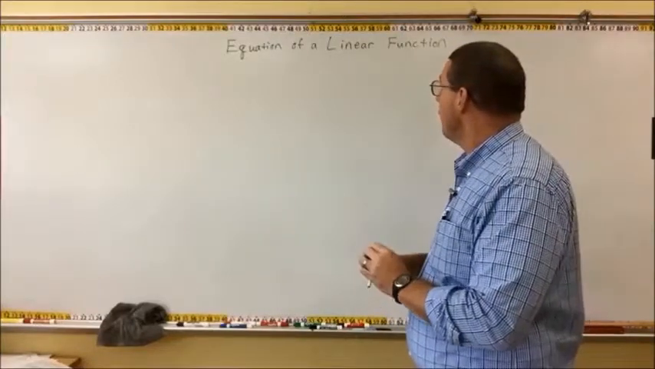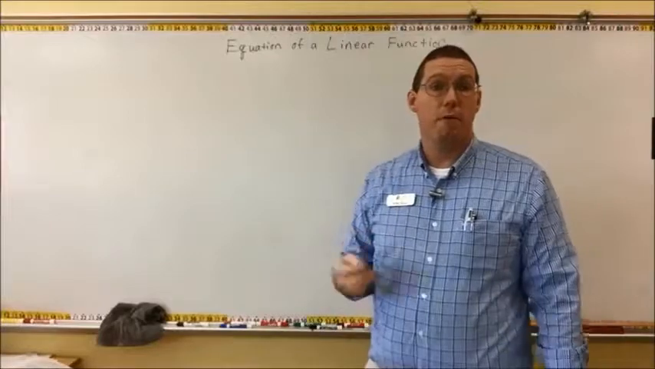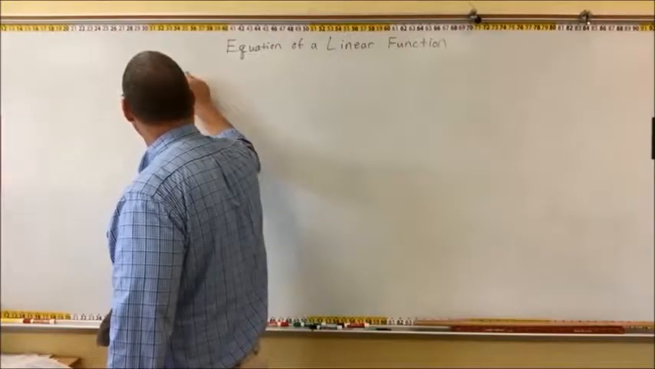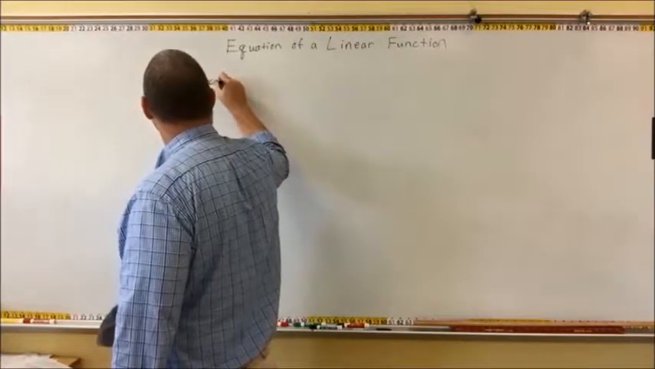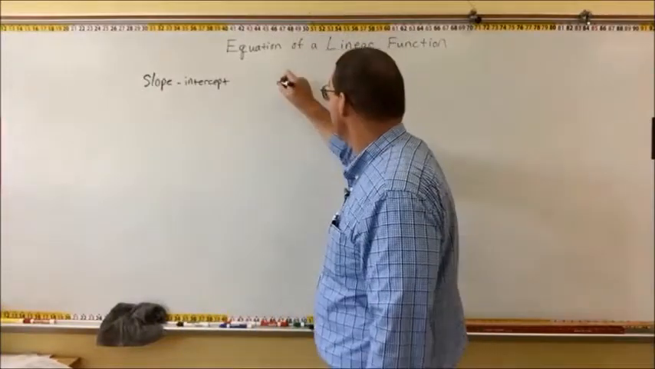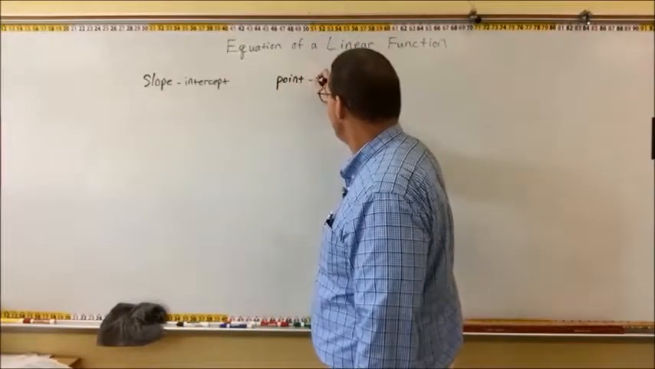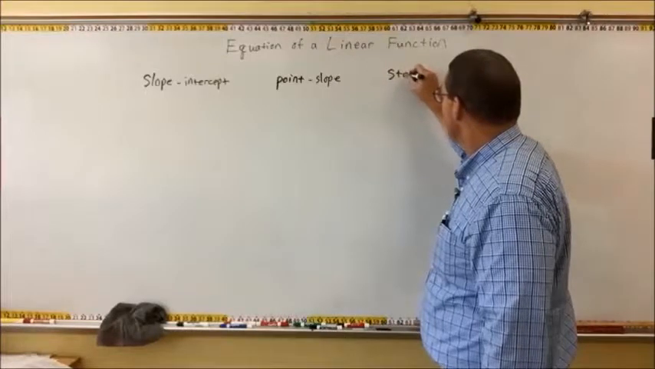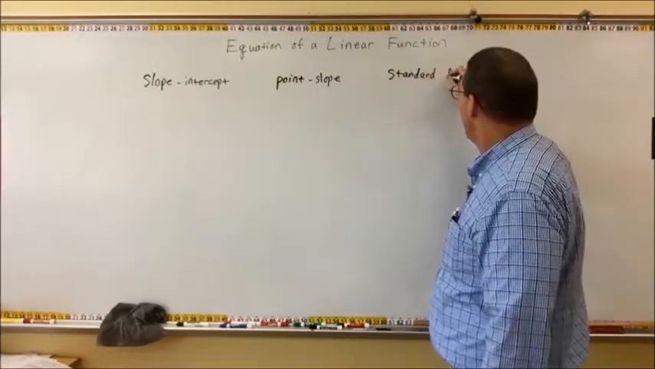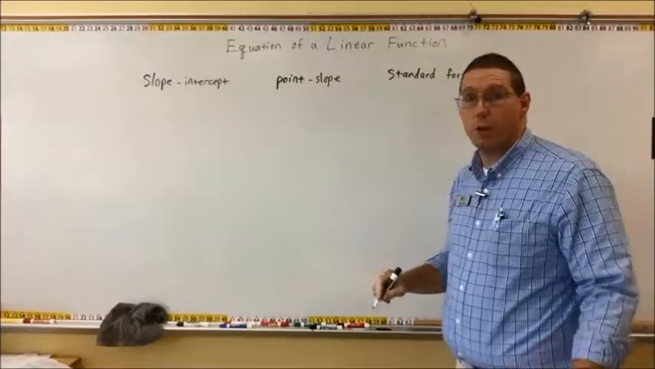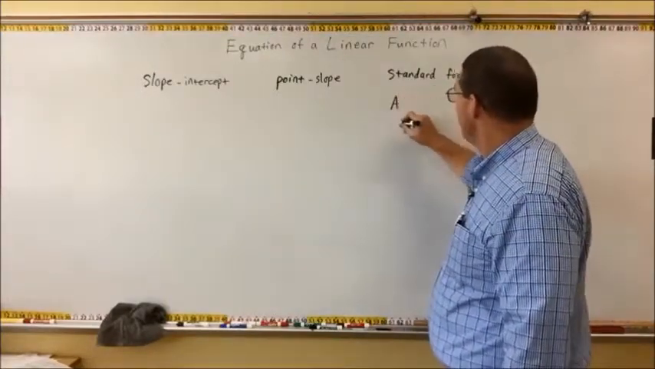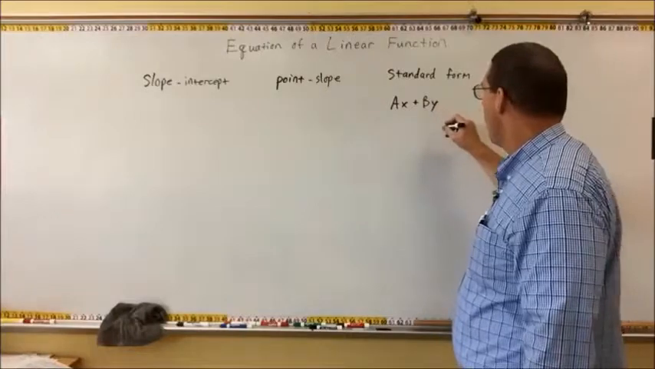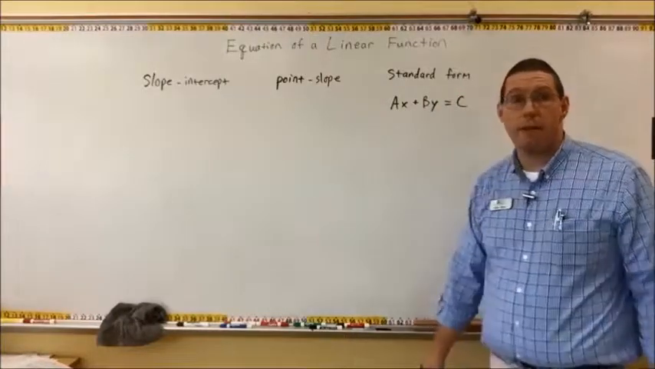But linear functions can actually be represented in three different main forms. There's the slope-intercept form, then there is the point-slope form, and then lastly, there is standard form. For now, we're not really going to talk about standard form, but just so you know, standard form looks like this. It's some number a times x plus some number b times y is equal to some number c. That is the standard form of a line.